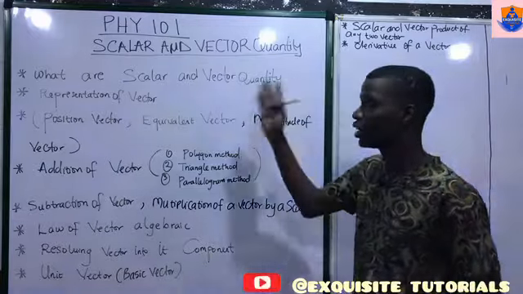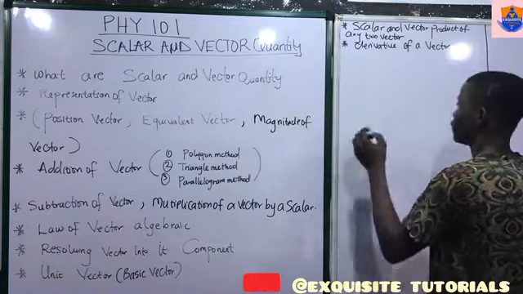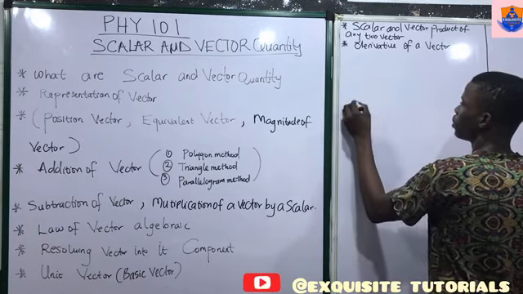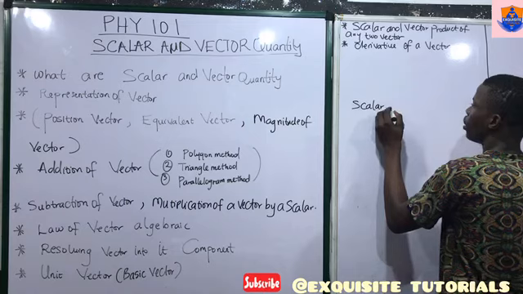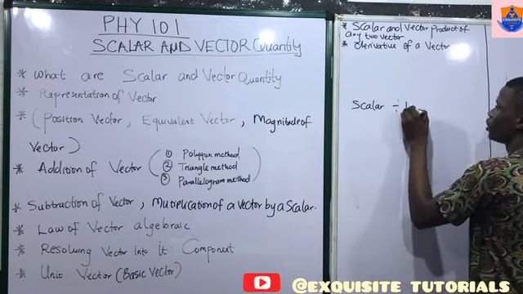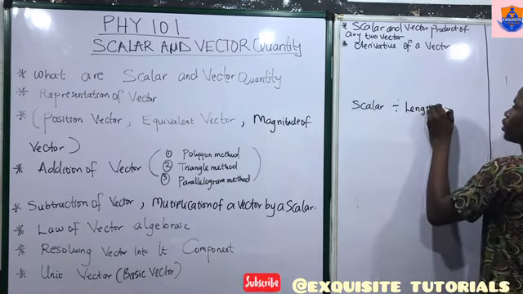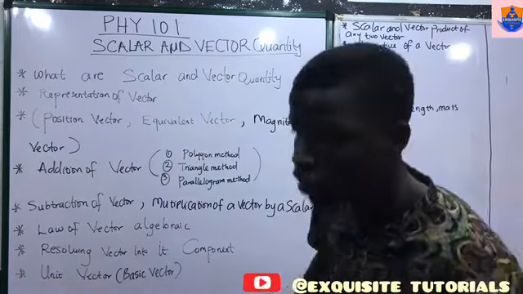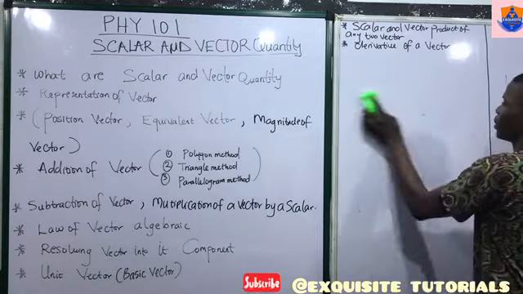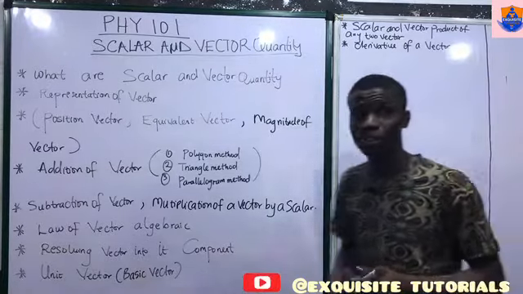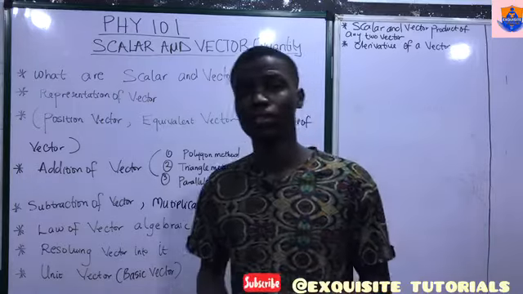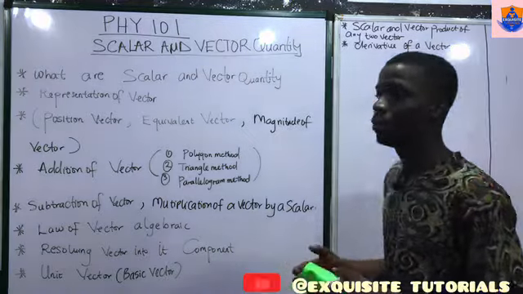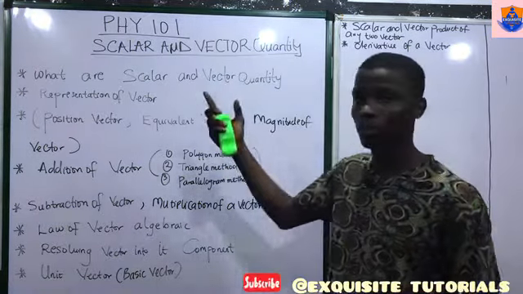Examples of scalar quantities are length, mass. There are many. In fact, there's no need of writing it. You have the length, we have the mass, we have the density, we have energy, we have power, many things, provided they don't have direction.